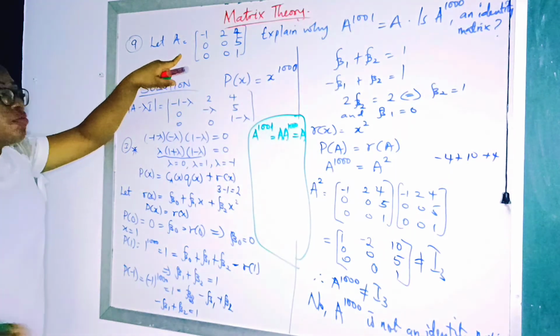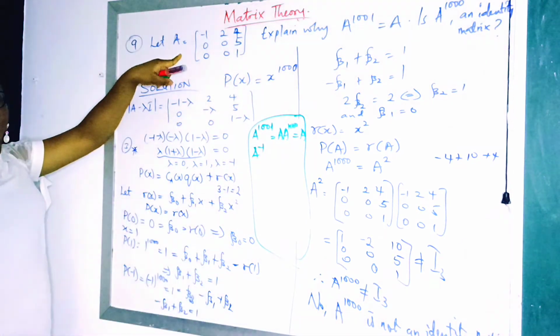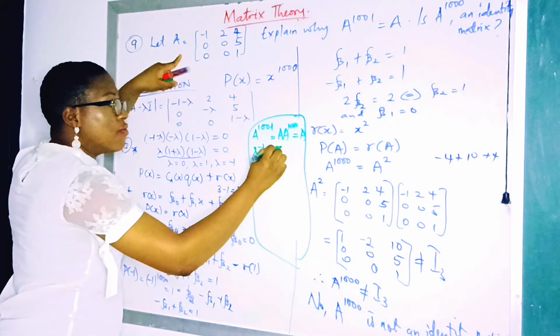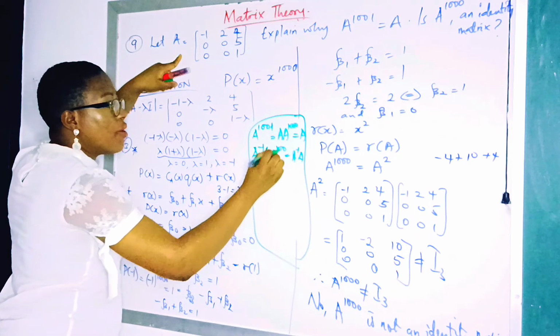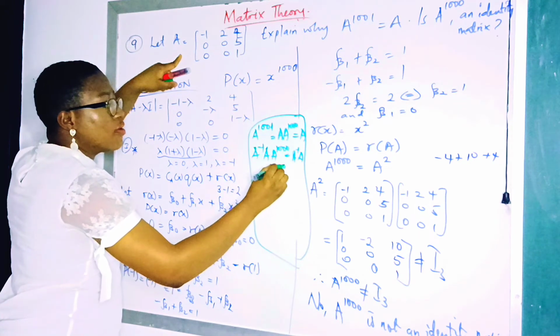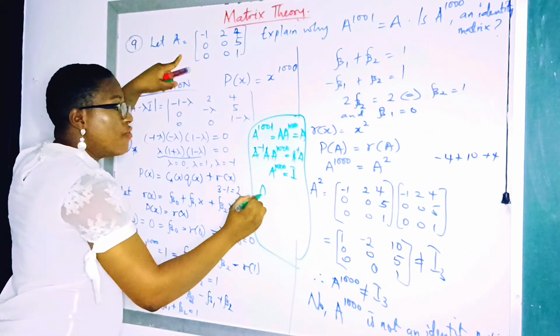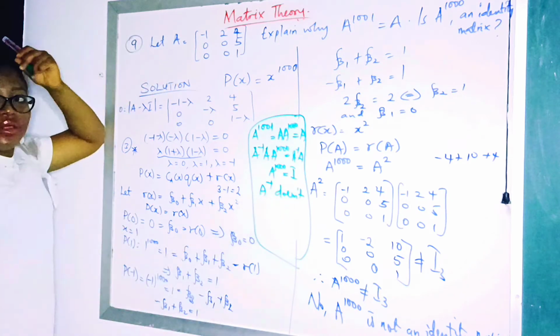You may be tempted to multiply by A inverse, but A inverse does not exist. If you multiply by A inverse, you have A inverse A raised to power 1000 is equal to A inverse A. So you will say A raised to power 1000 is equal to I. But this is not true because A inverse does not exist. So you cannot do it.